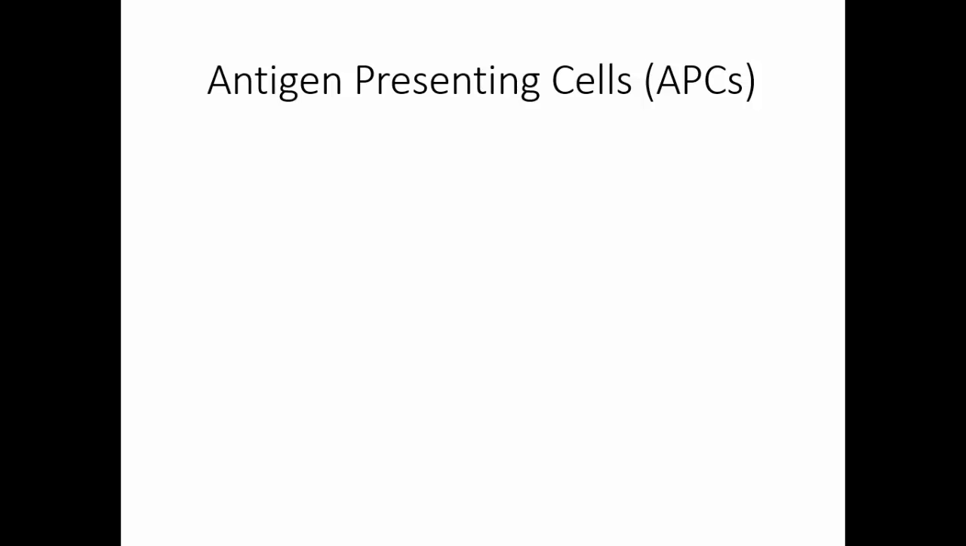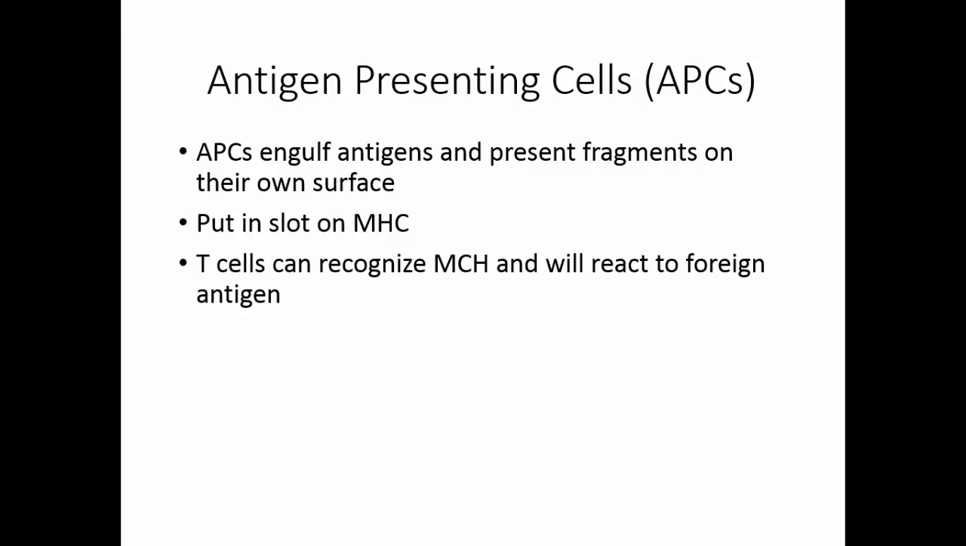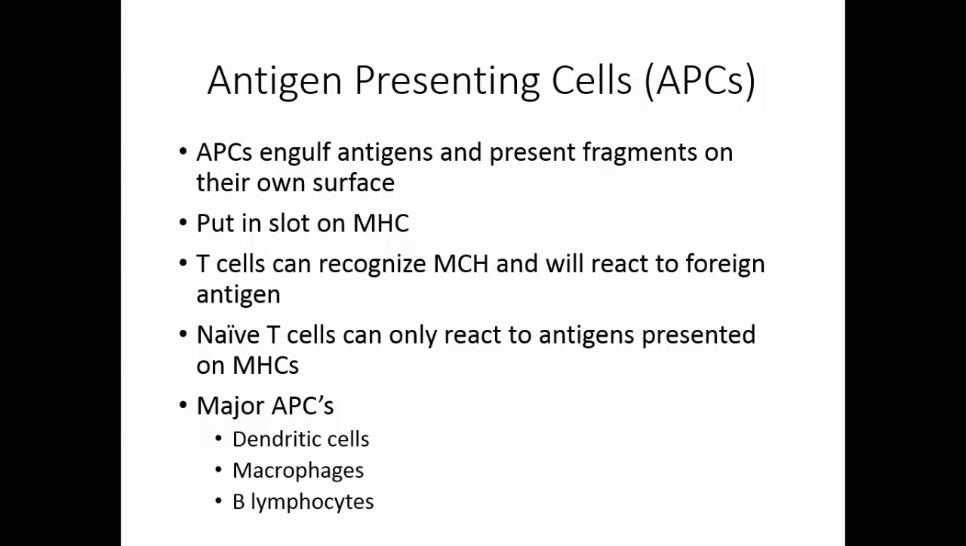The antigen-presenting cells are going to be the cells that engulf the antigens and present fragments on their own surface. These fragments of the antigen will be put in that slot on the MHC. T cells can recognize the MHC and will react to the foreign antigen in the slot. Naive T cells can only react to antigens that are presented on MHCs. T cells cannot react to free-floating antigens. The major antigen-presenting cells are the dendritic cells, the macrophages, and the B lymphocytes.